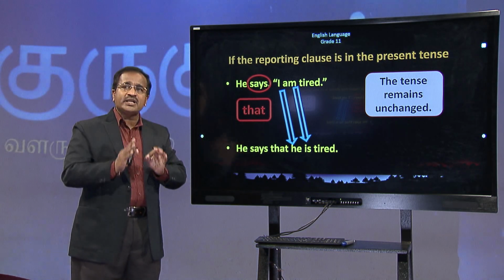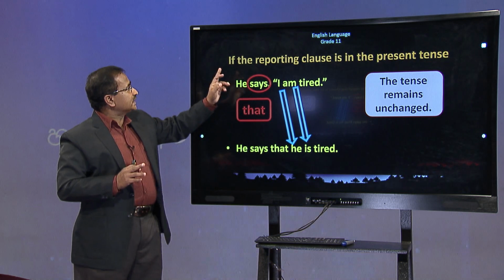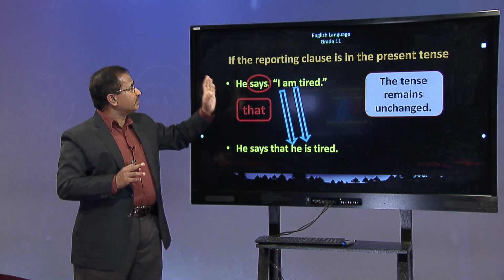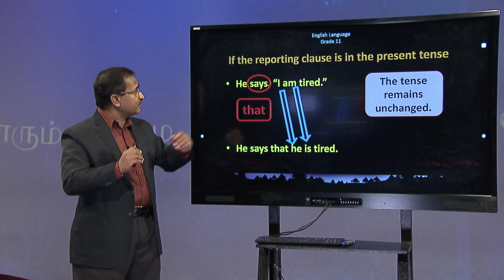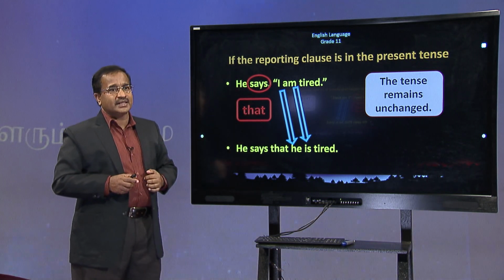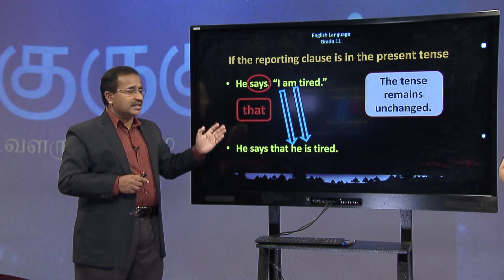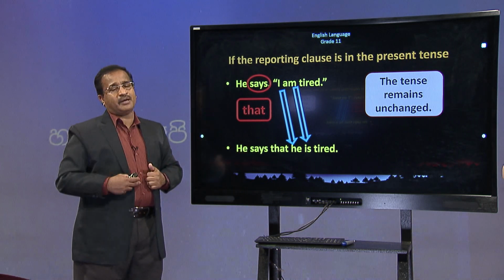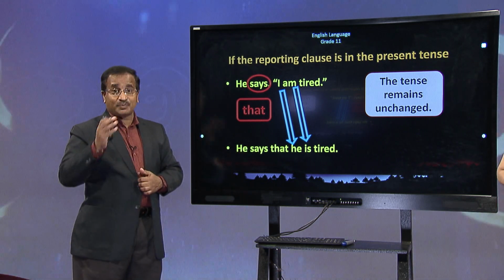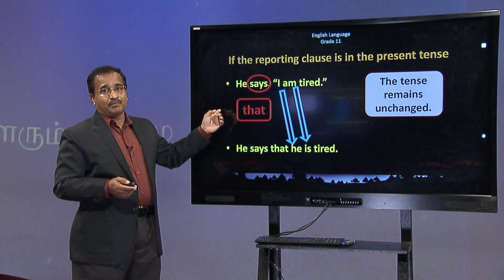So, that is the unique feature that you can observe when you convert a direct speech sentence into indirect speech in which the reporting clause remains in the present tense. This is a very important activity because this was asked in one of the O-level papers. So, you can take past papers and see whether this activity is there, right.